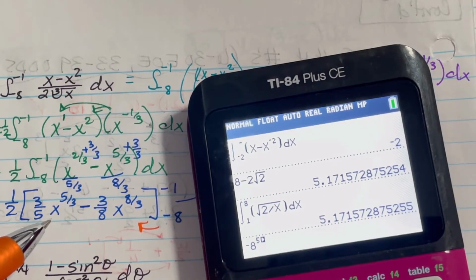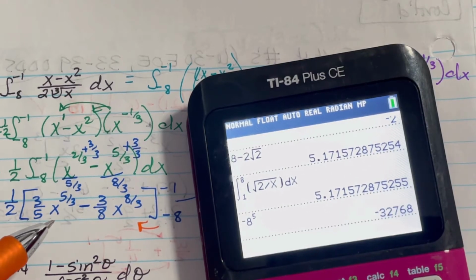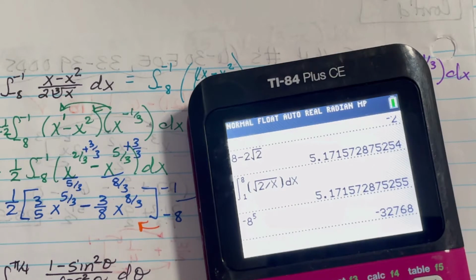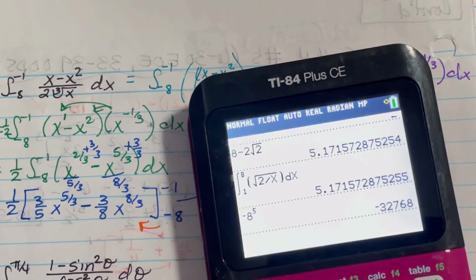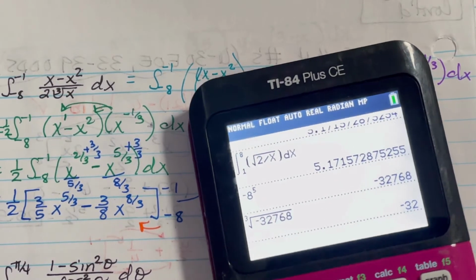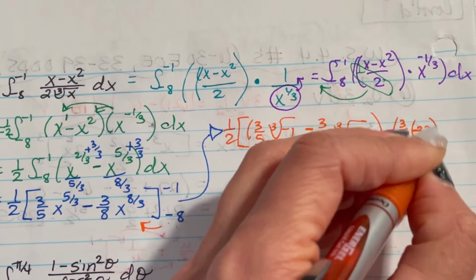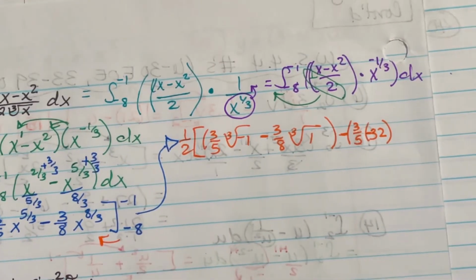-8 to the 5th is going to be a negative number. So let's see what the cubed root of that number is. I'm going to hit math 4 to get a cubed root, and I'm just going to type in -32768, and I get -32. So that's times -32. I'm using my calculator for that part.